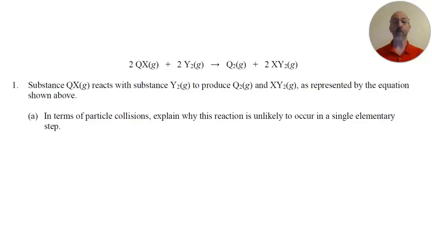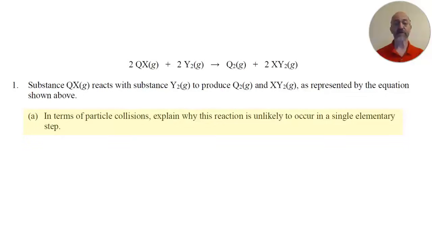This is question 1. In question 1, we are given a balanced chemical equation, and it says substance QX reacts with substance Y2 to produce Q2 and XY2 as represented by the equation shown above. In part A, it says, in terms of particle collisions, explain why this reaction is unlikely to occur in a single elementary step.